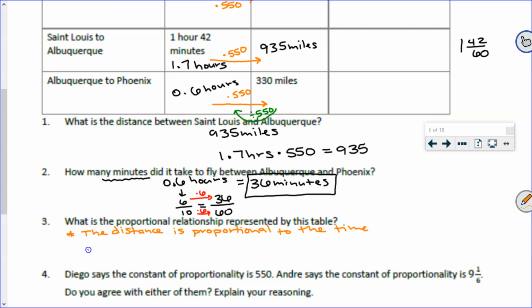Again, we want to look as we go forward across this table, what are we doing? And so I want to say the time in hours times 550 is equal to the distance, because every time I go forward in this table, we're multiplying by 550. This is all about that constant of proportionality.